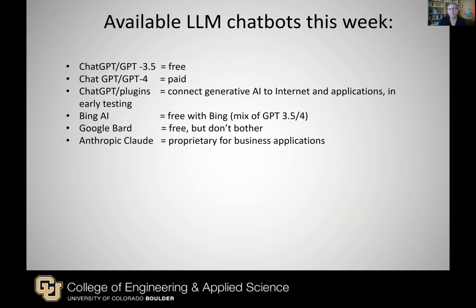I'm currently in testing for a couple of those myself, and I've been playing with Khan Amigo, which is the chatbot that the Khan Academy is currently testing. Bing AI is free with Bing, and it's a mix of GPT 3.5 and 4, although I must say mostly 3.5. Google Bard is free, but seriously, don't bother yet. And Anthropic Claude, which I've seen lots of references to, is currently proprietary for business applications, and we're going to see many, many more of those.